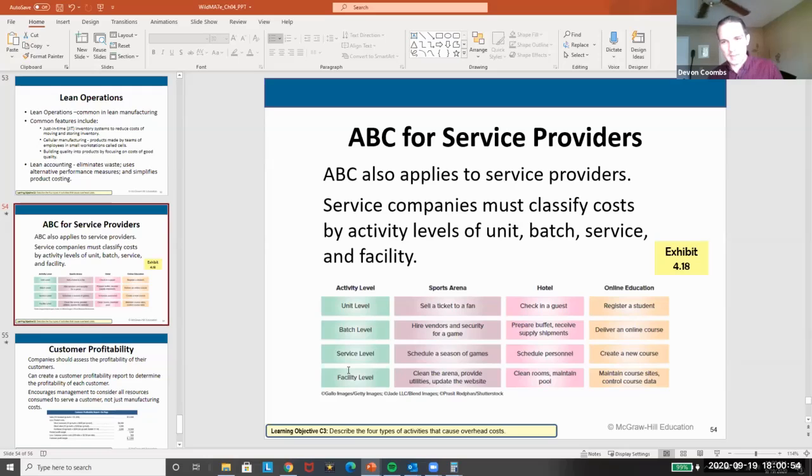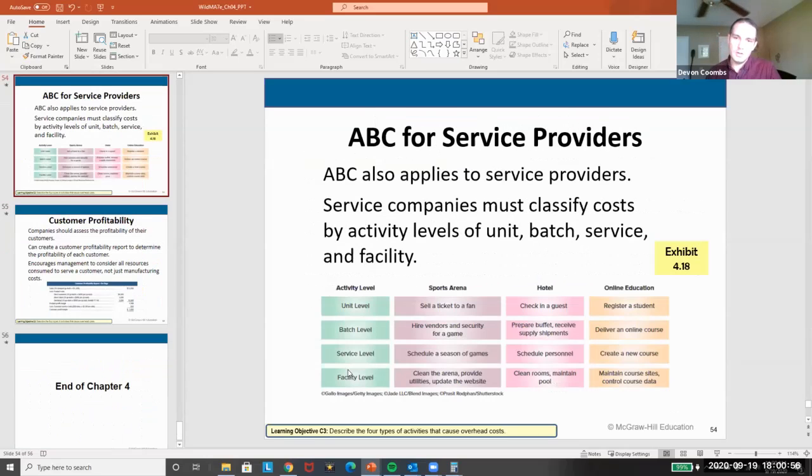And then here's just some examples. I think this is useful to learn. Just try to get an understanding of it. But on your quizzes, you might be tested on what is a good example of a unit level activity for a sports arena or a hotel or online education. What's the facility level? Just make sure that you can kind of match those things. It shouldn't be too bad, right?